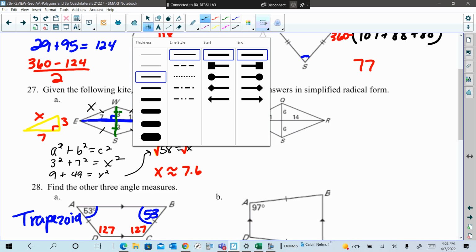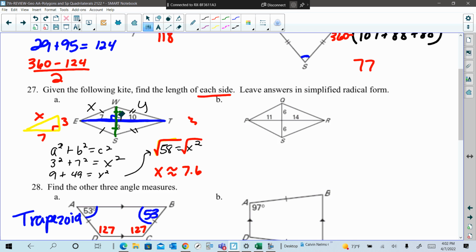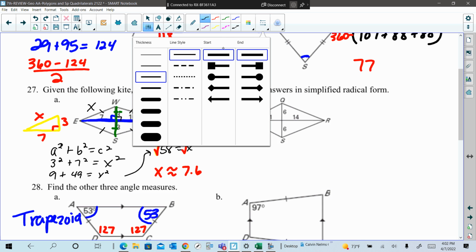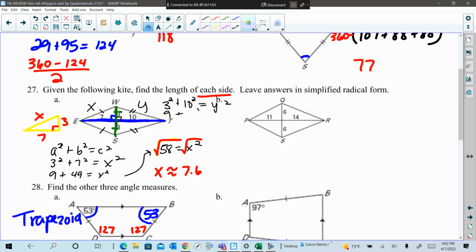Then I'm just going to repeat that skill to find the longer side, the y. Hopefully you see the right triangle inside of here. My legs are now 3 squared plus 10 squared equals y squared. That's 9 and 100. Don't let this confuse you, sorry. 9 plus 100 equals y squared. So 109 equals y squared. Then take that square root. So y is approximately 10.4.